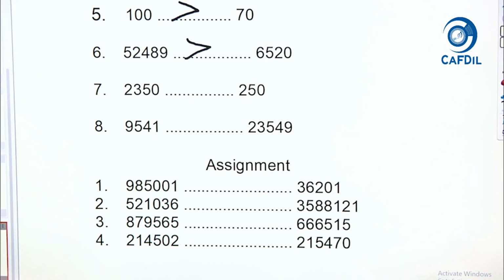We are not done. The 7th example. Do you want to try? Let's do it together. We have this and that. So let's begin by counting the digits. 1, 2, 3, 4. We have 4 for this number. And here it has 1, 2, 3. 3 digits. So we can quickly say that 2,350 is greater than 250.